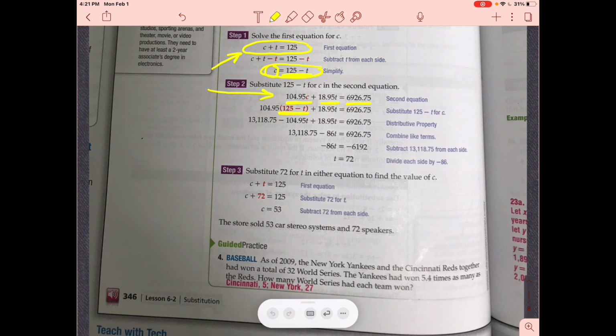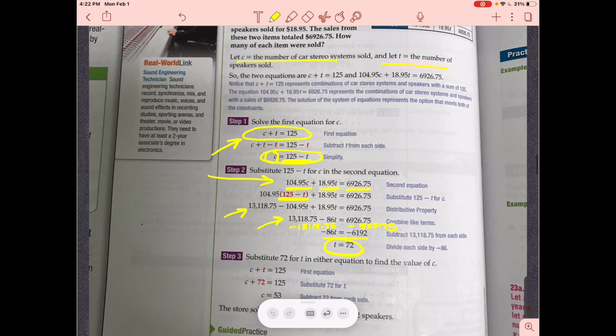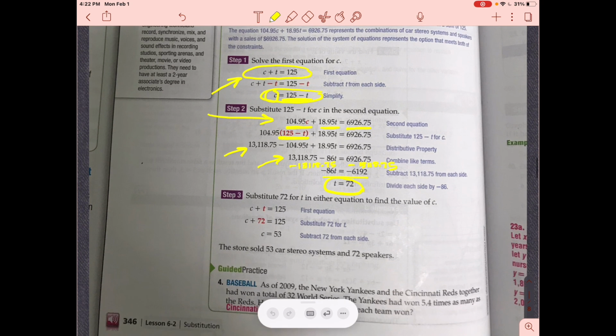And then they had to use the distributive property. They had to combine like terms, make it a little nicer. They subtracted this big number, $13,118.75 from both sides. And they got this, and then they divided by -86, and they found out that T, the number of speakers sold, was 72.